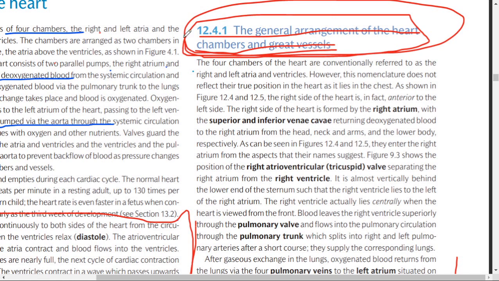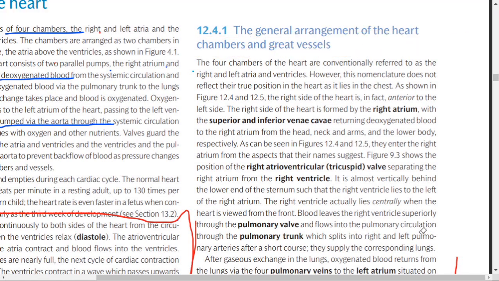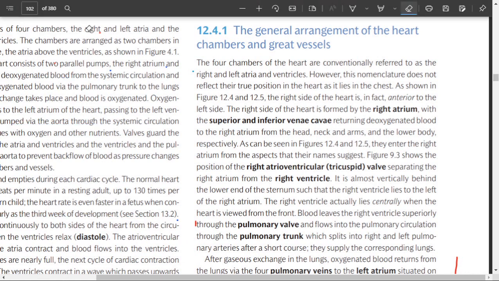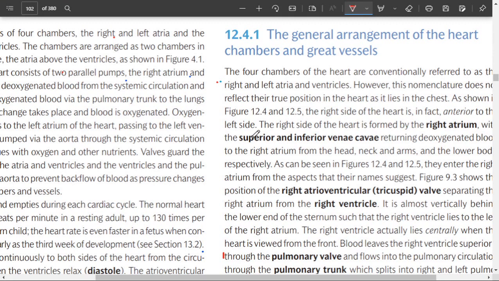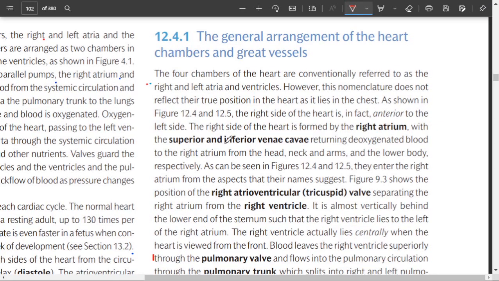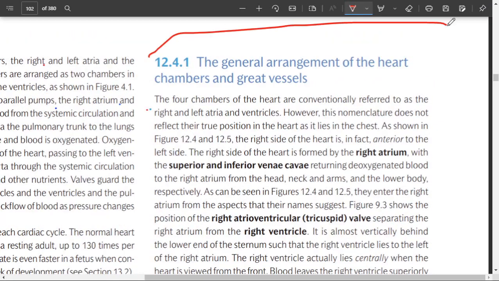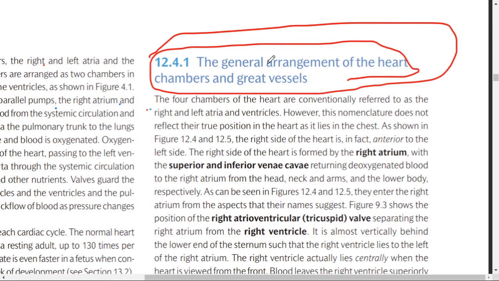Anyways, the general arrangement of the heart, chambers and great vessels. As we speak, we will understand what is in this subject of ideas and new methods of learning. So please, as you read and hear, we will be applying it in our educational lesson. Here we have the heart chambers, general arrangement, atria, aorta, heart apex.